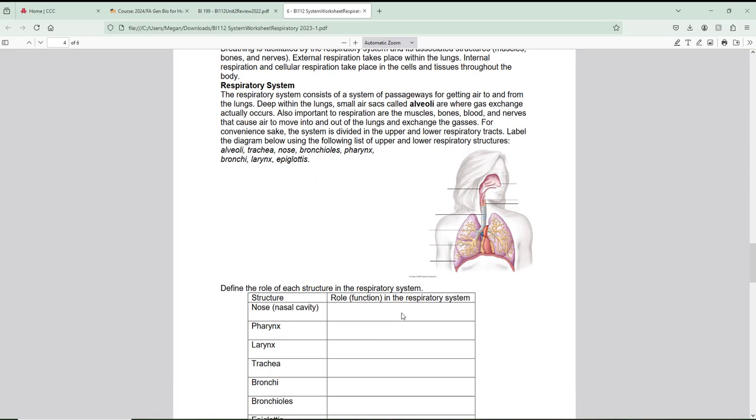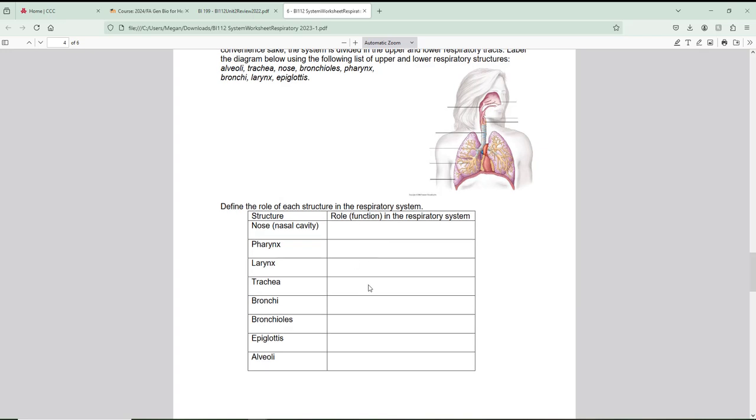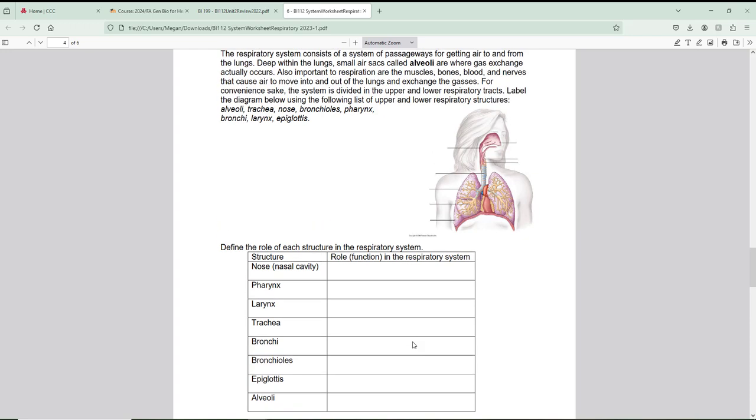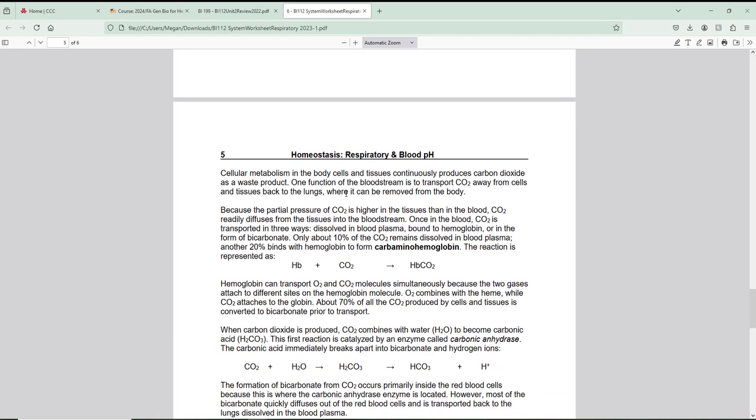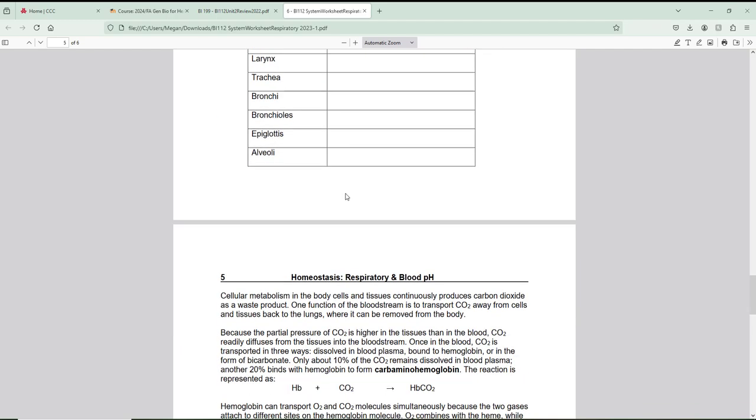For this, you're going to have to go to Google and find some information. So what is the pharynx? What are the bronchioles? What are the alveoli? Make sure that you're choosing reputable websites to visit. Think of an anatomy website to be able to identify the different parts. Okay, that would be helpful.